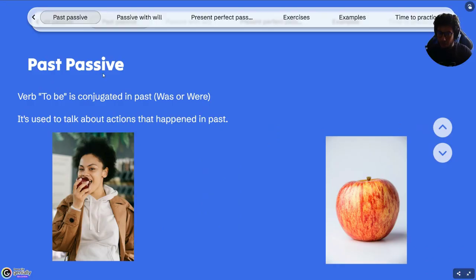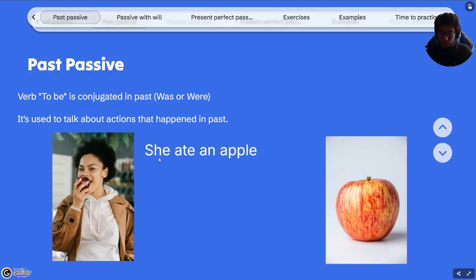So as you can imagine, we're going to conjugate the verb to be once again, but this time in past. So we're gonna use was or were according to the person or the object in this case. So it's used to talk about actions that happen in the past, like a regular simple past, but we're gonna focus on the object.